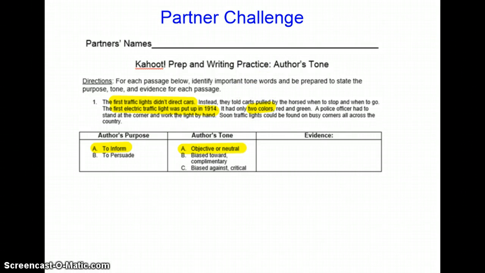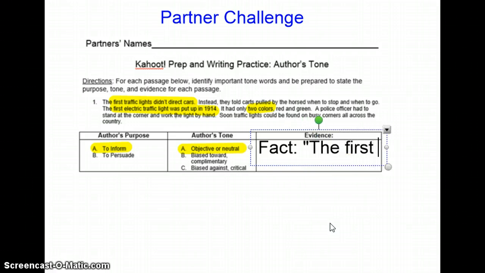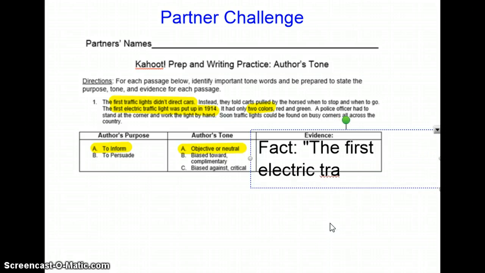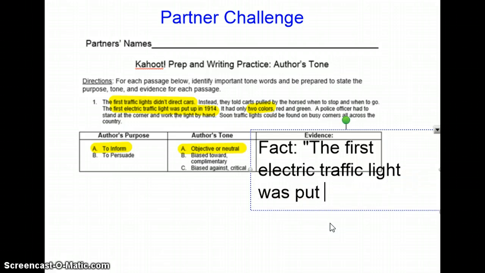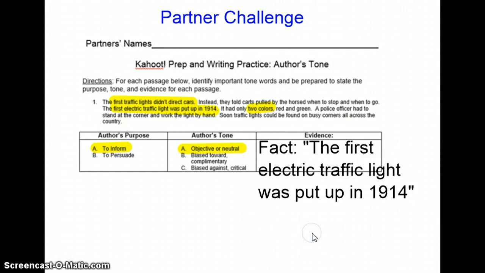Now for evidence. I want to pick one piece of evidence to highlight, and I'm going to go ahead and say that this evidence is a fact. I want to make sure that I put my author's words in quotations. So I'm going to say here my second fact that I highlighted. The first electric traffic light was put up in 1914. I like that evidence because it's a very clear fact with a date. So you and your partner are going to go through the rest of this challenge, making sure to use your highlighter and to cite evidence in the text. Good luck!